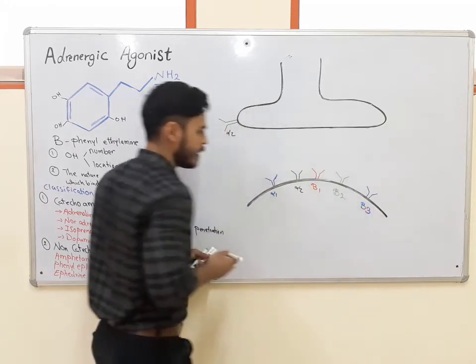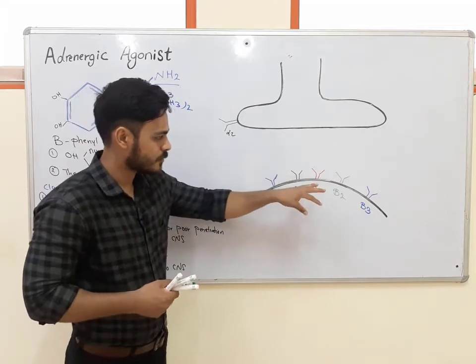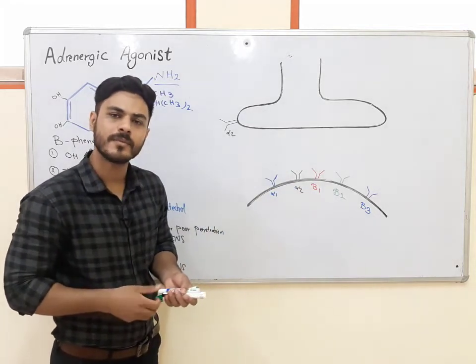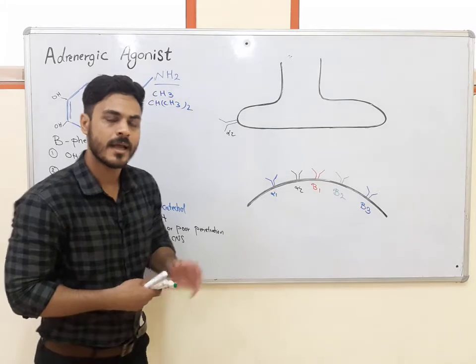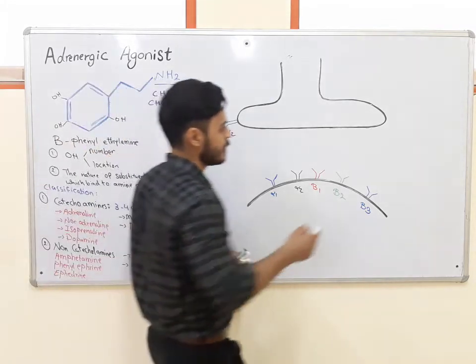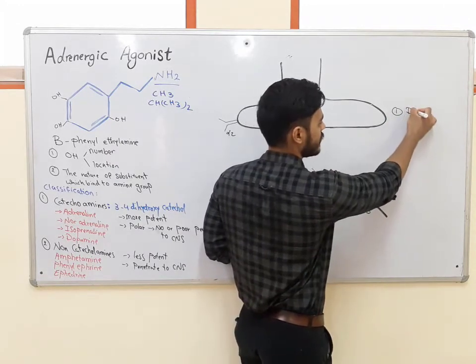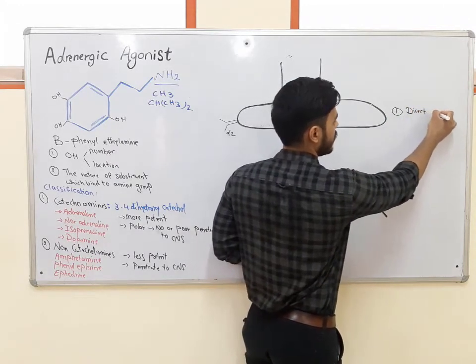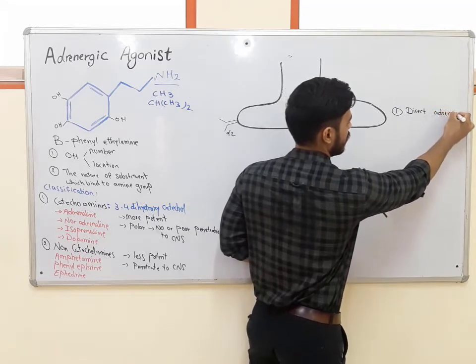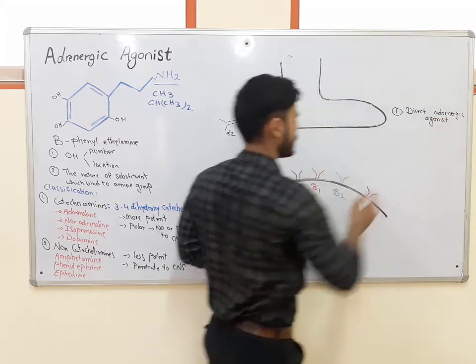If any chemical binds to this receptor and stimulates this receptor, we can classify those chemicals or those drugs as direct adrenergic agonist drugs. So the first class of drugs, on the basis of their mechanism of action, is direct adrenergic agonists. This is the first class.